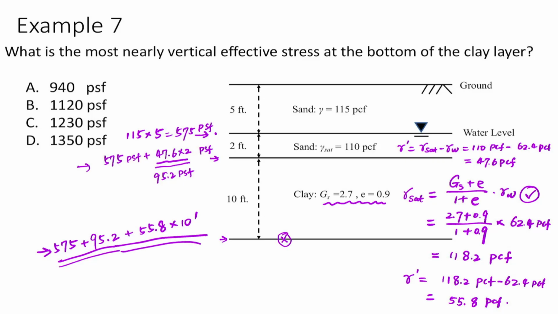All those three together, the answer is about 1228.5 PSF, pounds per square foot. So the answer is C. That's pretty much it for problem number 7. Again, instead of giving you a gamma SAT, this is probably what I call a cheap shot, but it's just not that bad.